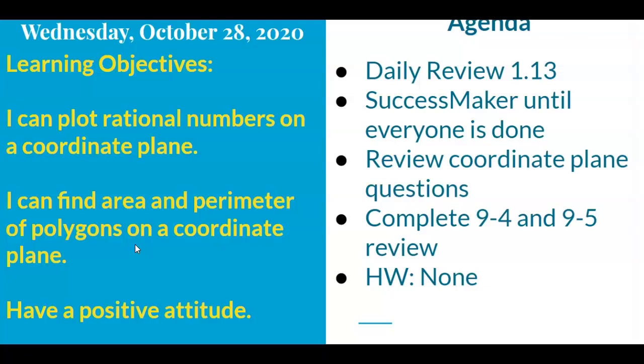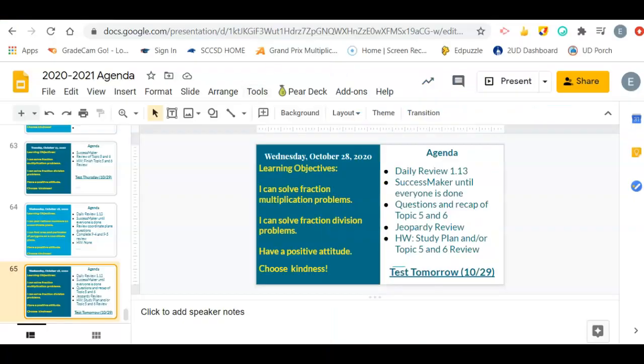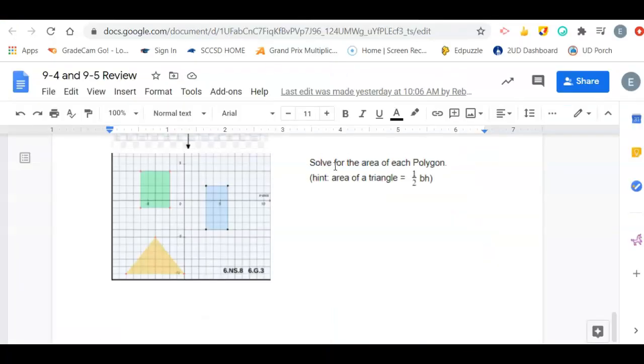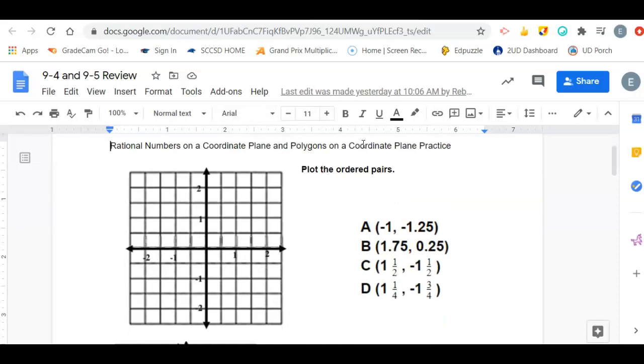On a coordinate plane. All right, we're going to go ahead and look at this review here. What I would like for you to do is to plot points A, B, C, and D on the coordinate plane. Please do this independently. Please put a dot on the coordinate and then put the letter next to it.